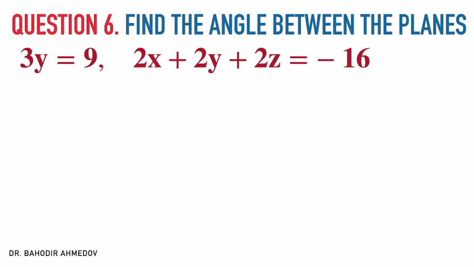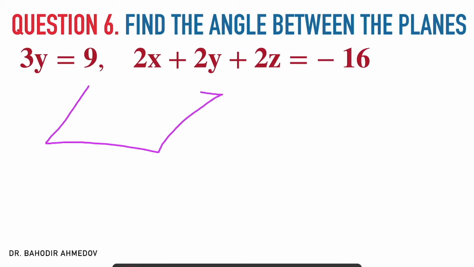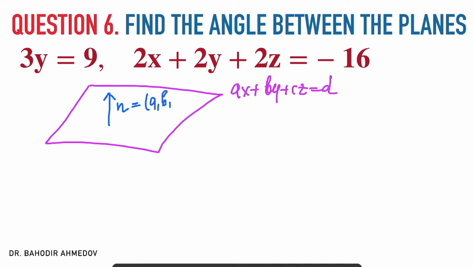In question number 6, we have to find the angle between the two planes. So instead of finding the angle between the planes, we're going to find the angle between the two normal vectors to the planes. Usually the planes are given with the general equation in the form ax plus by plus cz equals d. If you would like to figure out the components of the normal vector to this plane, so essentially the vector which is orthogonal to this plane, you can get this from the general equation of the plane. You can simply get this as a, b, and c, the coefficients before x, y, and z.